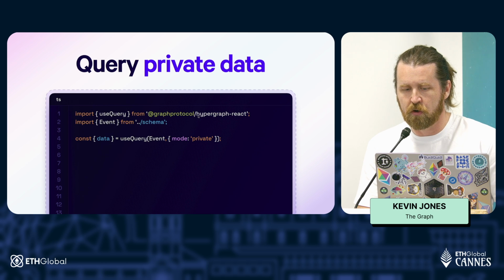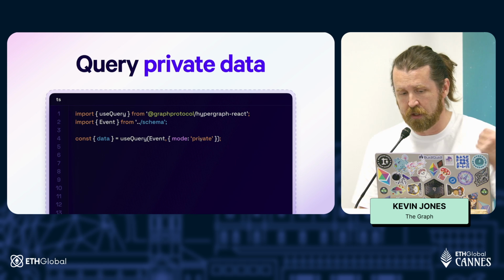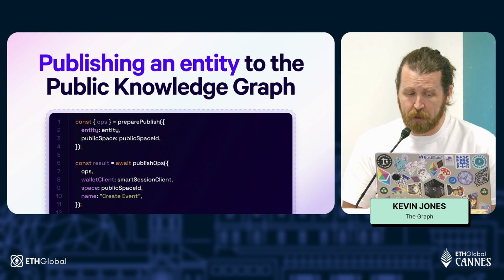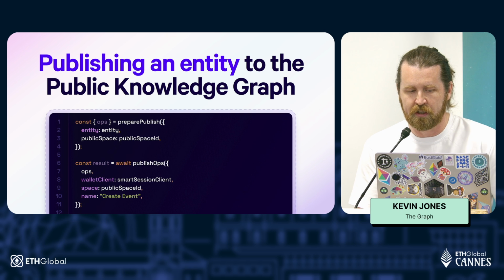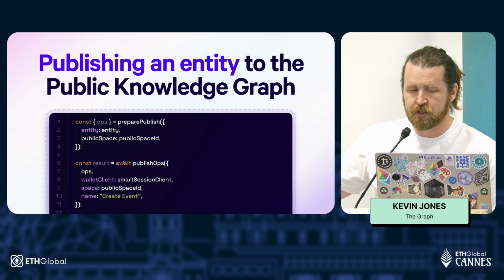It's available as Graph Protocol Hypergraph React. And this gives you the ability to create a data object and query that data by passing in that it's private. And this will pull it from the sync server. And you can also publish public knowledge as well. So this is an example of how you would use the smart session client of your wallet to call the publish ops. Here we do an await statement and publish the operation.